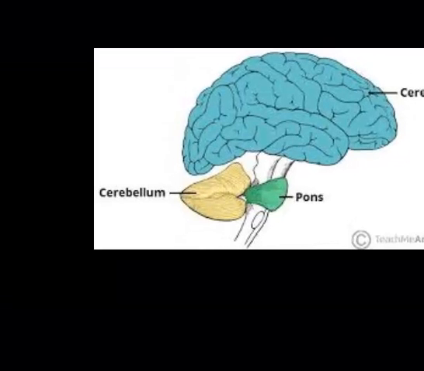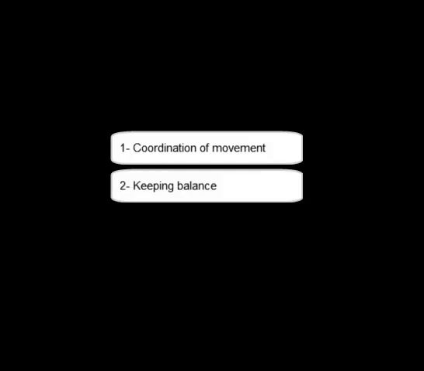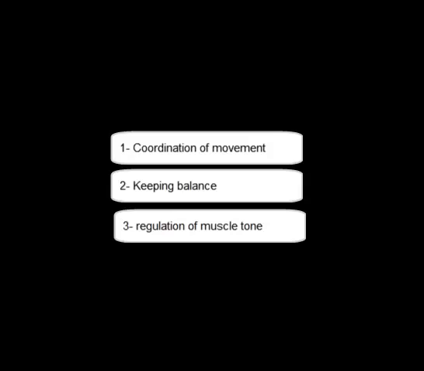Cerebellum is that organ that lies in the posterior fossa below the tentorium. Its function is divided into three major categories. Number one, coordination of motor movement. That implies how fast, accurate, and smooth is the movement. Number two, keeping the balance. Number three, regulation of muscle tone. So patients with cerebellar dysfunction will have hypotonia.